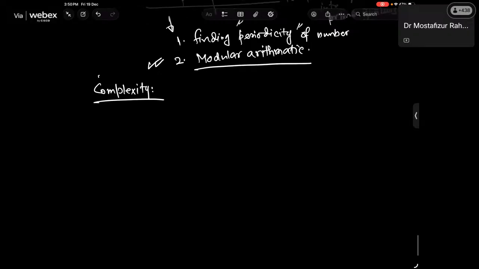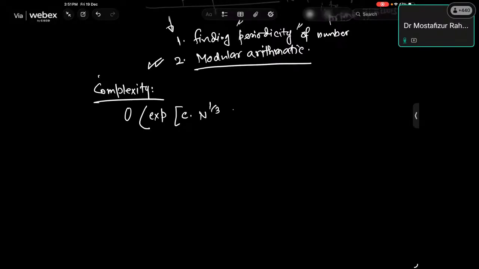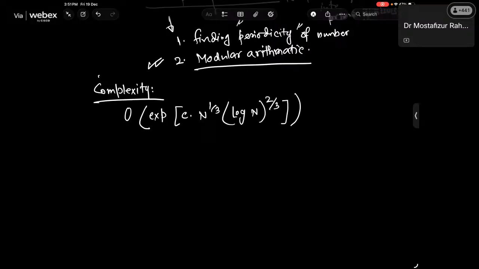So if you solve the simple factoring problem on a classical machine, for these two particular steps, finding the periodicity and completing with modular arithmetic for finding the GCD, the classical computational complexity is order of e to the power of a constant times n to the power 1/3 times log n to the power 2/3. This is the complexity.